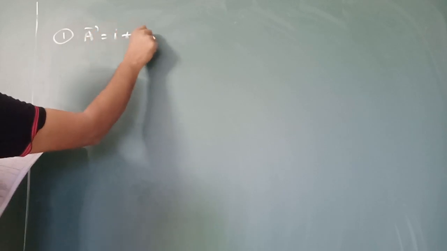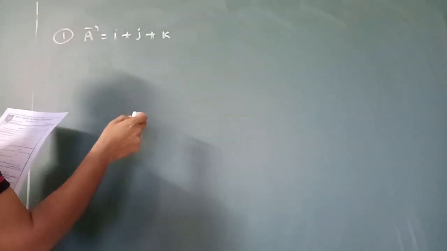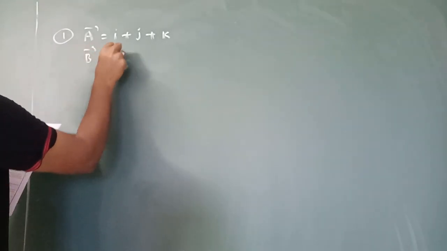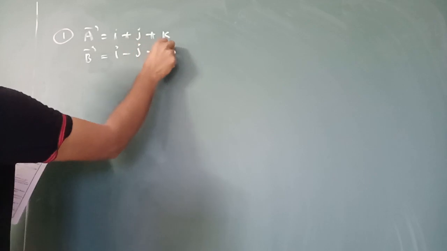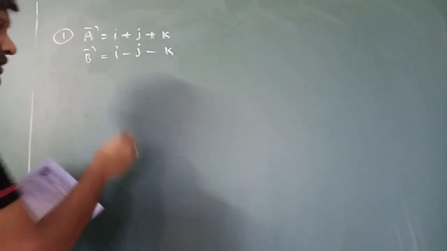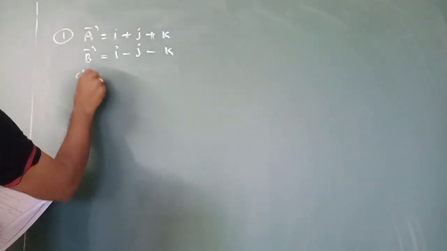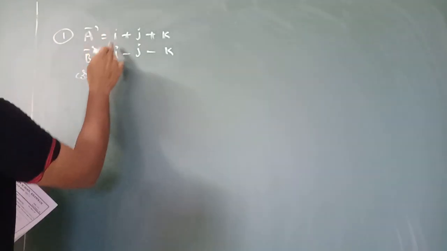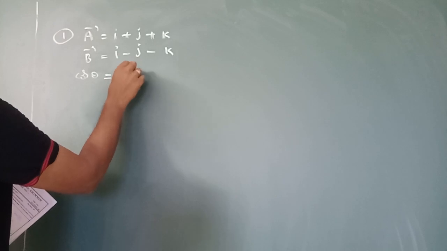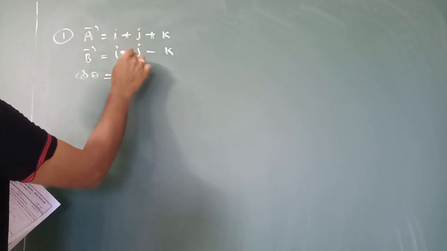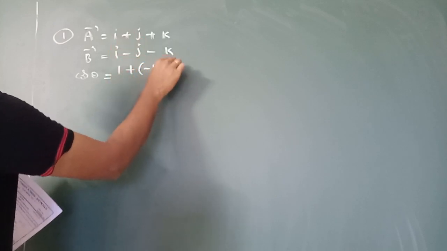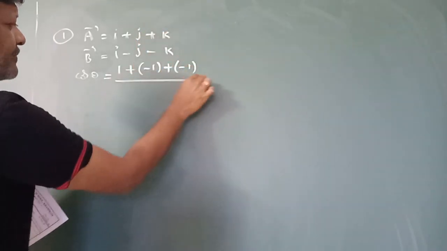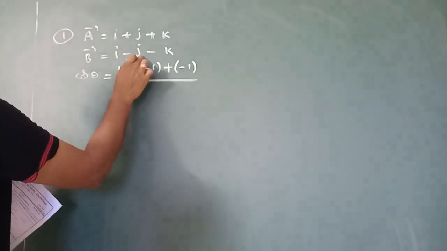The angle between i + j + k and i - j - k. cos θ is equal to a̅ · b̅ divided by |a||b|. a̅ · b̅ means ax bx (1) plus ay by (-1) plus az bz (-1), divided by root 3 into root 3.